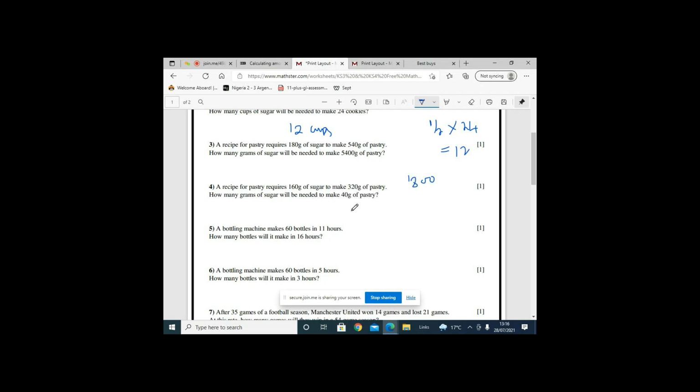So this case is a bit different. So it's going to be 160 grams of sugar. Just put S there, means sugar, equals 320 grams of pastry. So for you to make 1 gram of this, it's going to be 160 divided by 320, times 40 for 40 grams of pastry. So 8 here to 8 here for half. So it's going to be 20. It's going to be 20 grams of sugar.